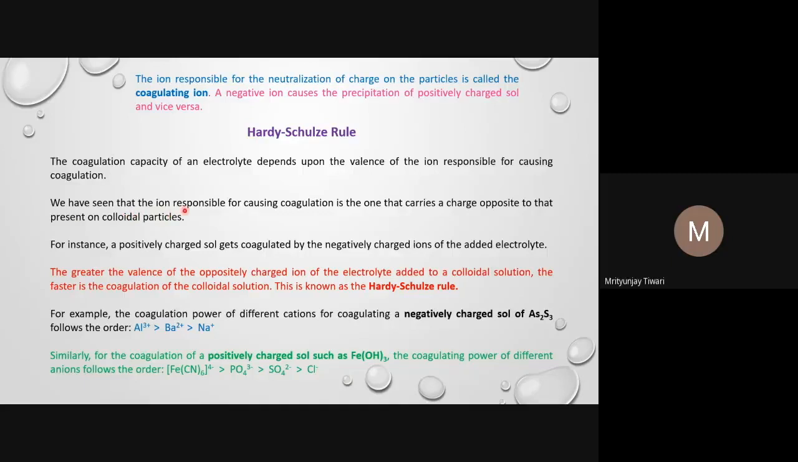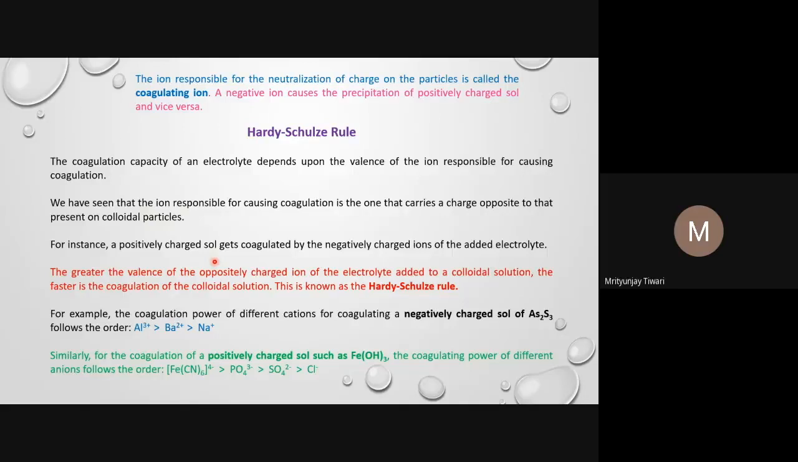So we have seen that the ion responsible for causing coagulation is the one that carries a charge opposite to that present on the colloidal particles. Because a colloidal solution is electrically neutral, I should have said colloidal particles, or the particles of the dispersed phase. For instance, a positively charged sol gets coagulated by negatively charged ions of the added electrolyte, or a negatively charged colloid will be neutralized by the positively charged ion of the added electrolyte.